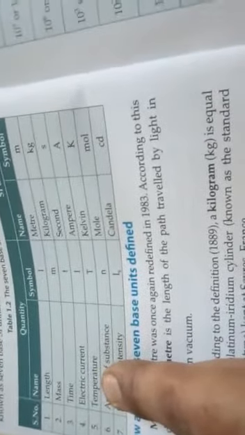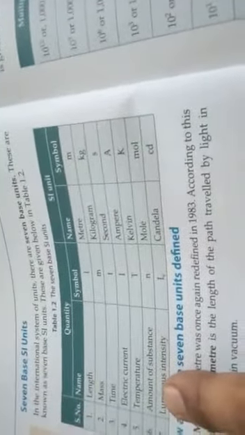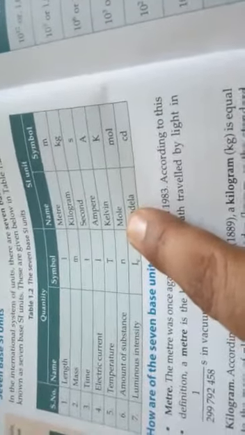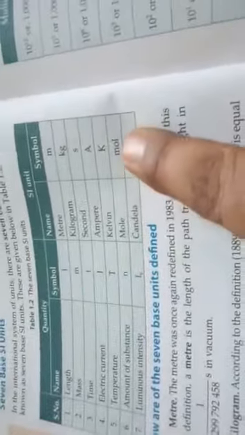Out of 7 fundamental units, this is the 5th fundamental unit, and you can find it is measured in Kelvin. Because of Lord Kelvin, we say Kelvin is a name of a scientist, that's why we are using the capital letter K. And amount of substance is generally measured in mole. So MOL is being used.